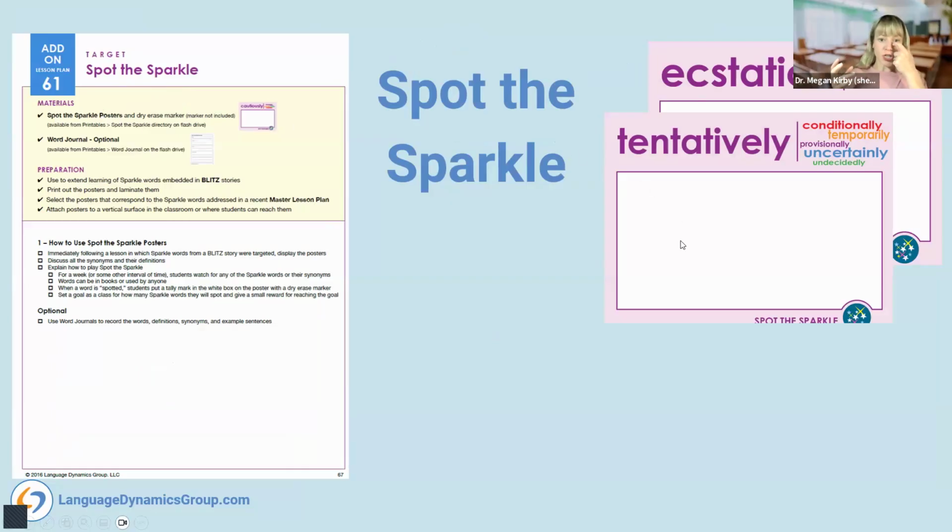Also, we have another lesson plan add-on, number 61, and that also gets us to work on those tier 2 general academic vocabulary words. This is Spot the Sparkle. So you might hear something like Spot the Sparkle posters. We have posters for every single one of the words that are in bold in those Blitz stories, which is crazy. We have a lot of posters.